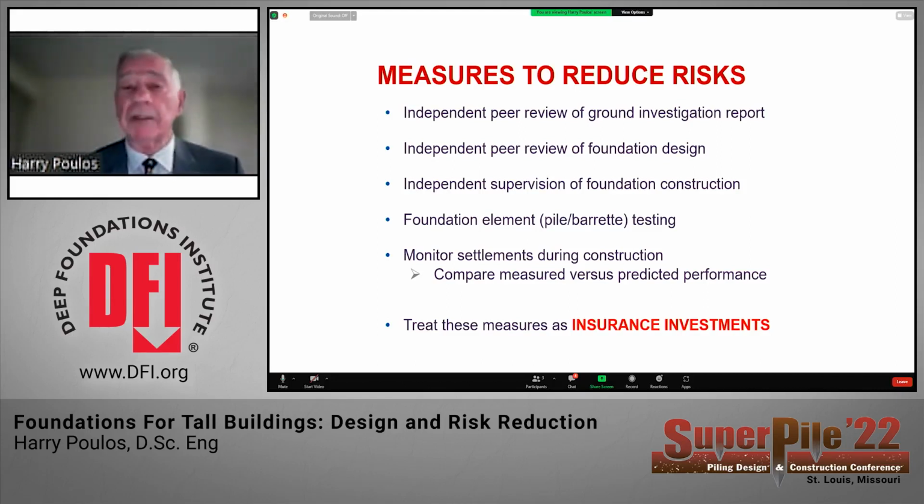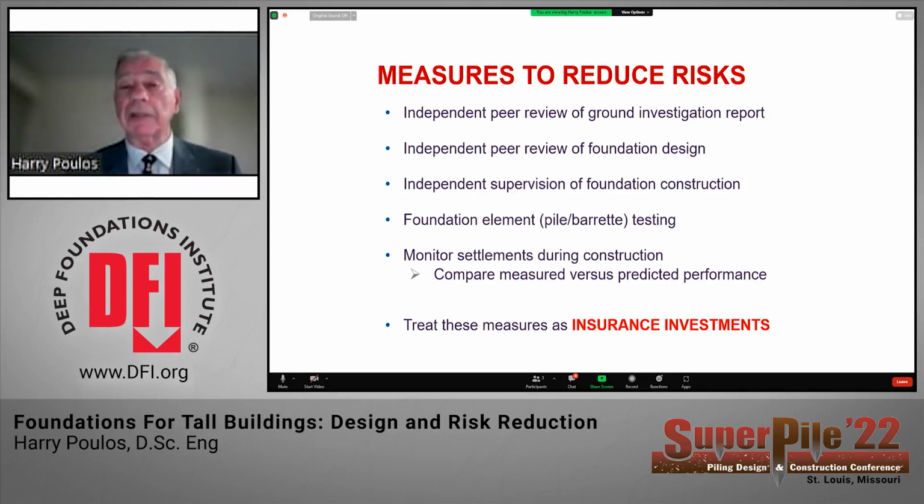We then need to have an independent peer review of the foundation design, independent supervision of foundation construction, foundation element testing of the piles or the barrettes, and monitoring of the settlements during construction, because that will enable us to compare measured versus predicted performance. And if there is some discrepancy, particularly if we find that the settlements are greater than anticipated, then the sooner we can find that out and take measures to try and rectify the problem, the better.